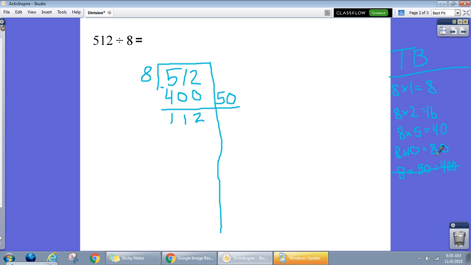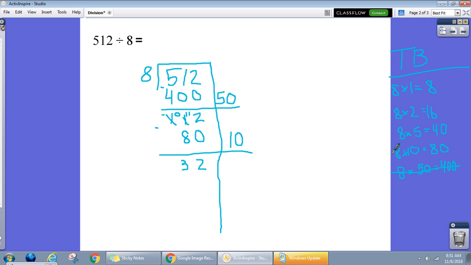I could take out 80. I'm going to take out 80. How did I get 80? 8 times 10. 2 minus 0 is 2. This becomes an 11. This becomes a 0. 11 minus 8 is 3. So now I have 32 left to take out.